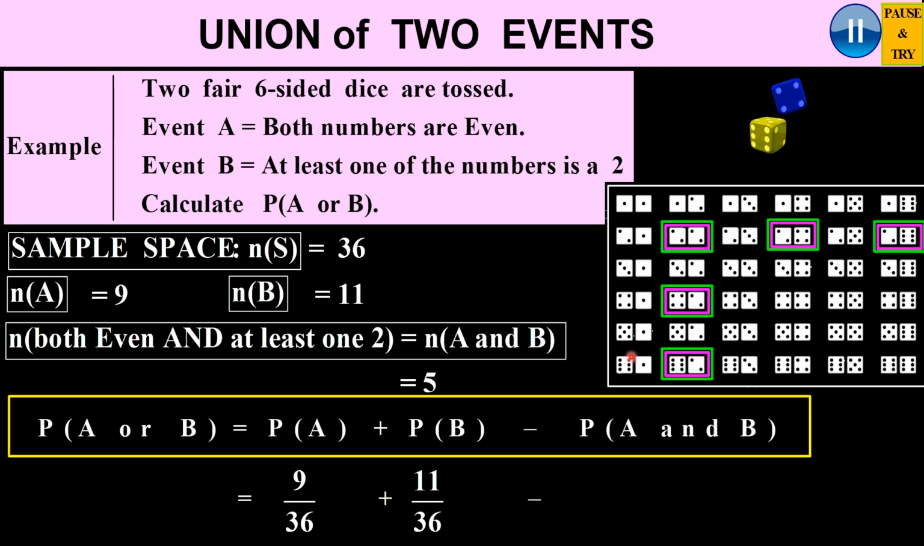So the probability of A and B is going to be 5 over 36. And 5 over 36 subtracted from 9 over 36 plus 11 over 36. 9 plus 11 is 20. 20 subtract 5 gives me, that's correct, 15 over 36, which can be simplified as 5 over 12. So the probability of A or B in this example is 5 over 12.